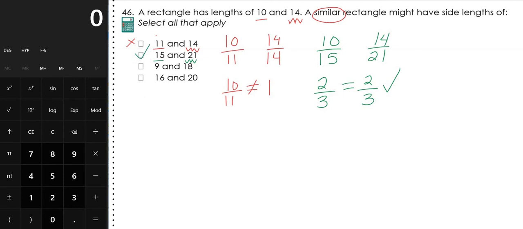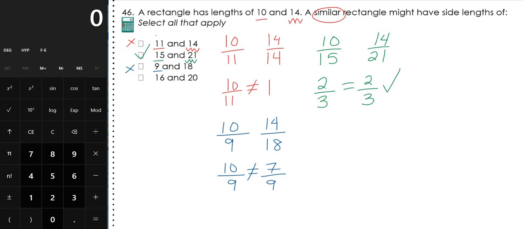Those two rectangles will be similar because their sides are proportional. They have consistent scale factors. Okay, next choice. We have 10 matching up with our shorter side of 9 and 14 matching up with 18. 10 over 9 can't be simplified. 14 over 18 can. If you divide by 2, we have 10 over 9 and we have 7 over 9. Well, those aren't equal. So no, these will not be similar rectangles.